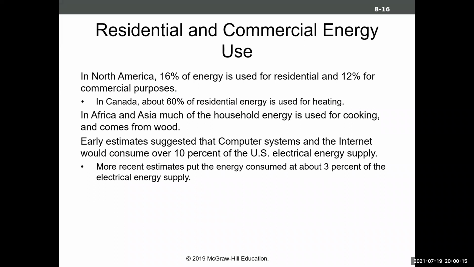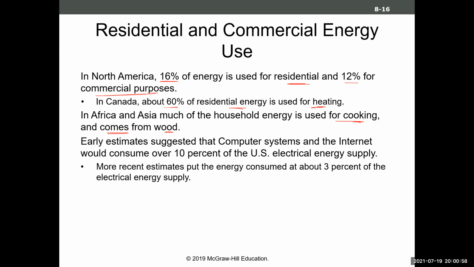So for example, in North America, 16% of our energy use is used for residential, 12% for commercial. Canada, however, uses 60%, or actually 60% of residential energy is used for heating, right? So that's a little bit different. So North America, 16% is residential, 12% commercial. And when you look at the subcategory of residential energy, Canada uses 60% of residential energy for heating. In Africa and Asia, again, lesser developed in some areas, so cooking, which comes from wood.